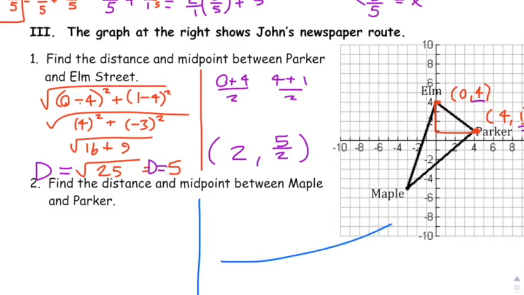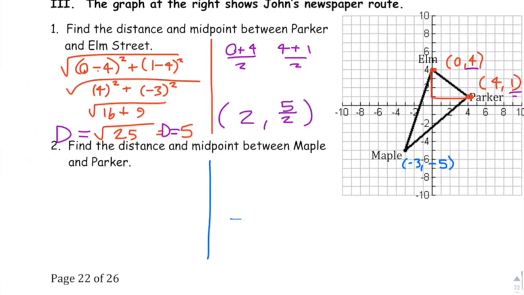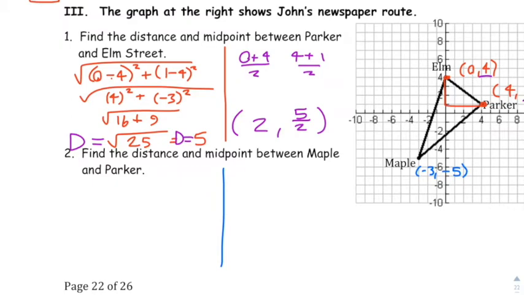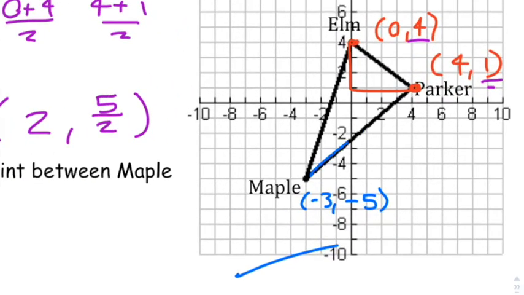All right, let's see what this other ordered pair is, because I think we're going to need it here. We're going to need negative 3, negative 5. All right, and let's see here. Find the distance and the midpoint between Maple and Parker. Okay, so that's these two right here. Once again, you can go and use Pythagorean Theorem. We're going to use distance formula, though.